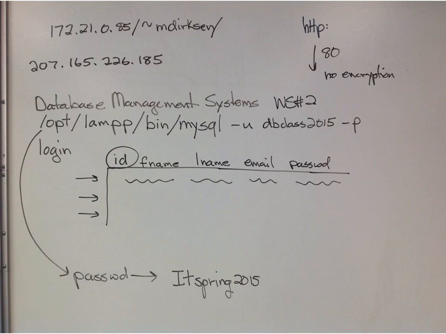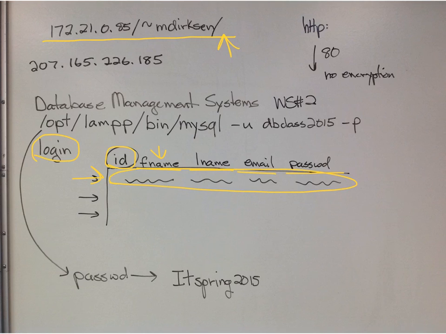Last slide. So this was a site we visited, and that's where we did the login information. We had these attributes. We had an ID. The field names were different, but they had first name, last name, email, password. These records, or tuples, and there were a lot of them in there from different students entering the information.